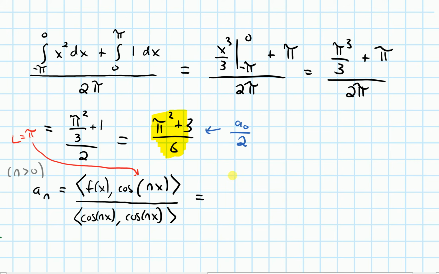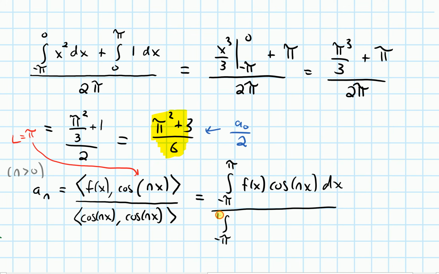So the inner product on the top is the integral from negative pi to positive pi of f of x times the cosine function, cosine of nx dx. And then on the denominator, we have the integral from negative pi to positive pi, cosine times cosine, that's going to be cosine squared nx dx. So we saw in the last video that when we take the integral of cosine squared from negative L to positive L, that will end up being L. So in this case, my L is pi.